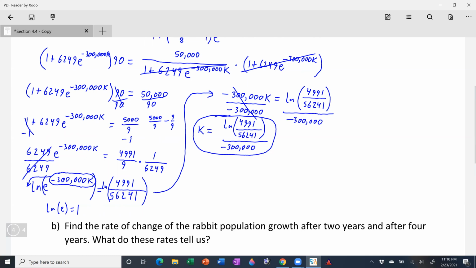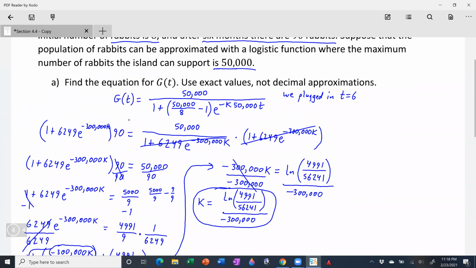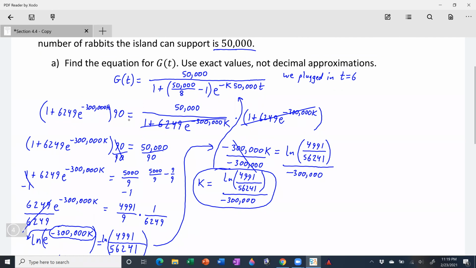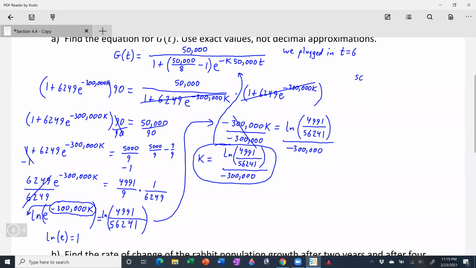Okay, we're not quite done because we want the equation for g. So what we want to do is take that k value that we just found and plug it in to our original setup, and then we have our answer for the g function. Note that the plug-in part is happening as that negative k times 50,000 t. So maybe just do some scratch work here.